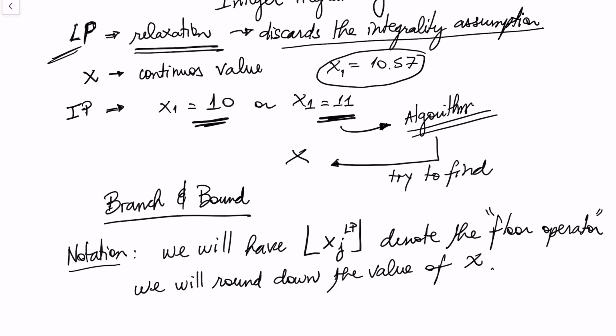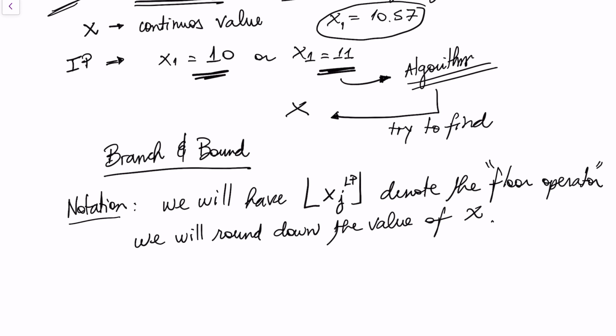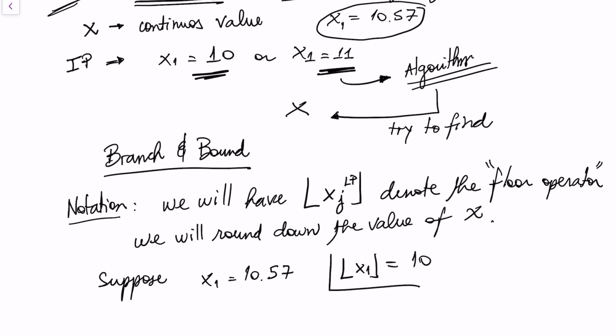What does that mean? That means, for example, that if we have x1 equal to 10.57, the floor operator of x1 will give me a value that's 10, right? So that's what we get out of that floor operator.